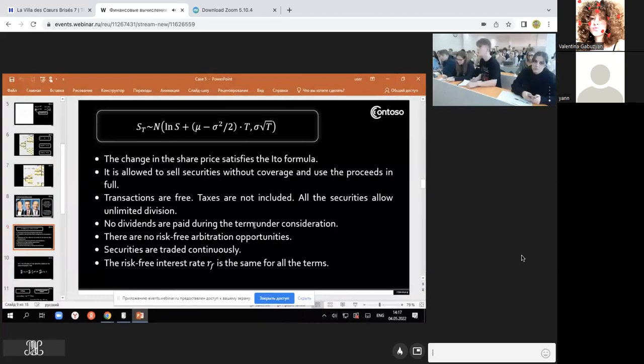Good, no problems. Securities are traded continuously and the risk-free interest rate is the same for all the terms. Okay, so you know how to recalculate the risk-free rate in case you had taken it, especially for our market. What does it mean? I'm talking about this formula. What does this formula represent?